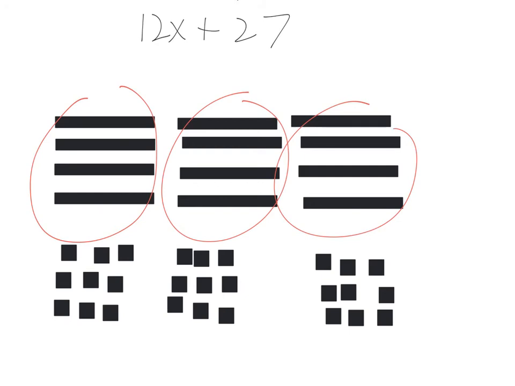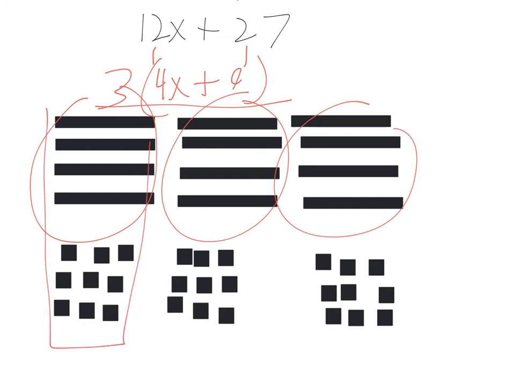Again, if you know how to divide integers, you can really just sit here and say, what's 12 divided by 3? Well, 12 divided by 3 is 4x, and 27 divided by 3, well, that's 9, so 4x plus 9, because they're positive, and I just multiply that by 3. 3 times 4x plus 9 would be how to take this expression and divide it into 3 equal groups, and each equal group would be 4x plus 9.